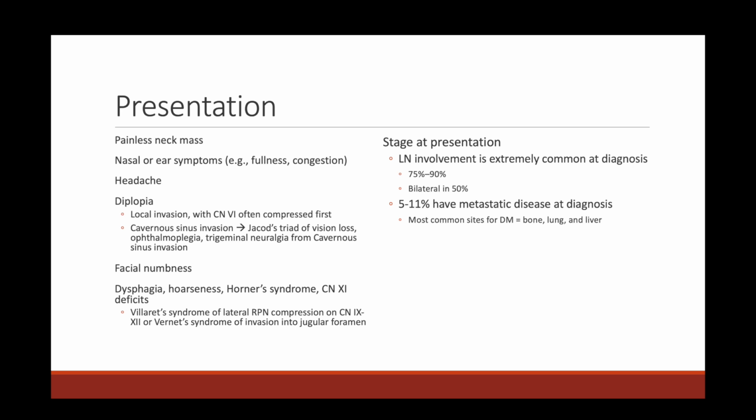We already said that most of the time these patients are already going to present with lymph node involvement in about 75 to 90% of cases, and about 5 to 11% of patients can actually have metastatic disease at the time of diagnosis. And if metastatic, the most common sites for distant metastasis are bone, lung, and liver.